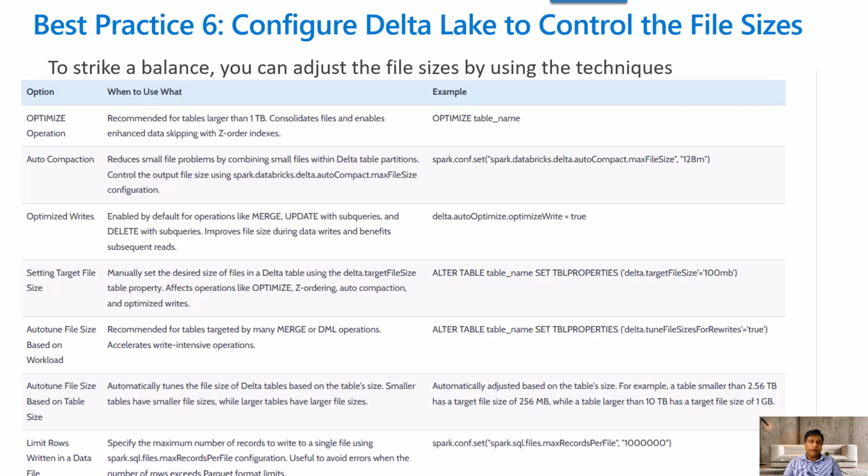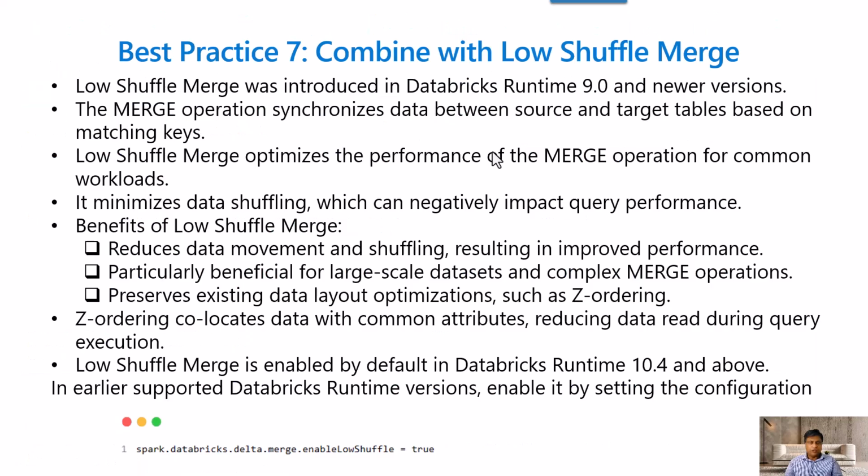You don't want to make the file size very big. At the same time, you don't want thousands of small files. That will also create a performance issue. So you can also set the target file sizes. You can optimize the writes, and in optimizing the writes, you can use merge or update with subqueries. These are the features. How do you do this? Delta auto optimize or optimize write equal to true. This table is already given in my blog. Please go through that. It will give you an idea how to strike the balance.